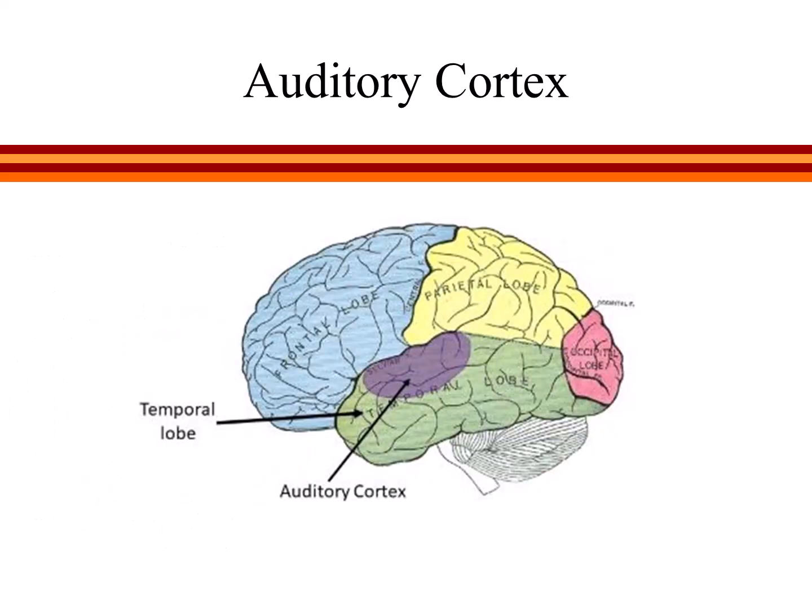Once inside your brain, auditory information is sent through the thalamus and ultimately to the primary auditory cortex located in the temporal lobe for processing.